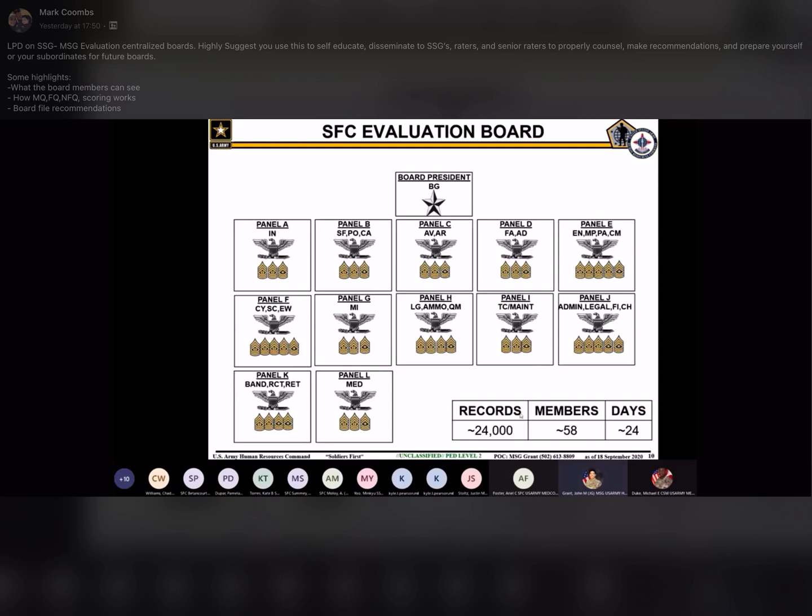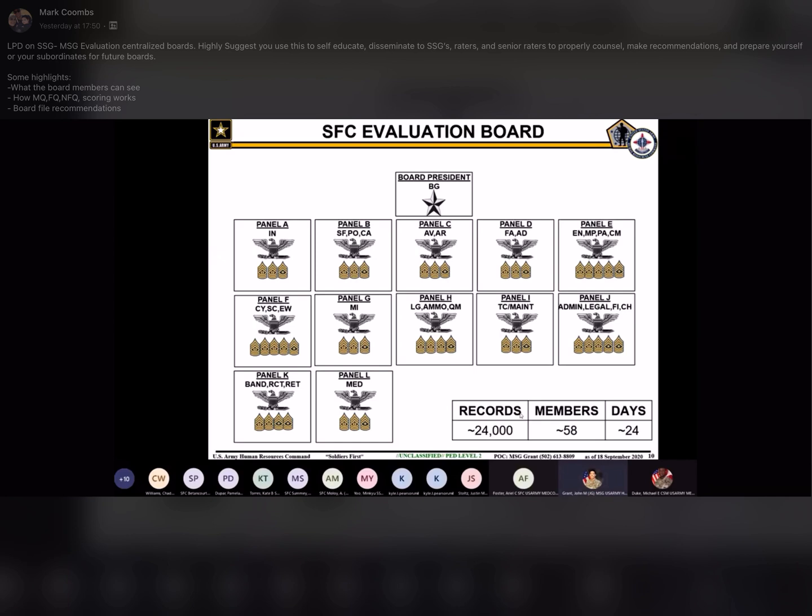Okay, so very important. This is the SFC Evaluation Board, and this is how the panel breakdown looks. All of these individuals will actually be here Monday. They will all check in, but this is kind of how it breaks down. As you see at the top, we have a board president. The board president is going to be a brigadier general. The board president does not vote on your file. The only files that the board president sees are the QMP files. So if there are individuals that are eligible for QMP, the board president is a part of that process.